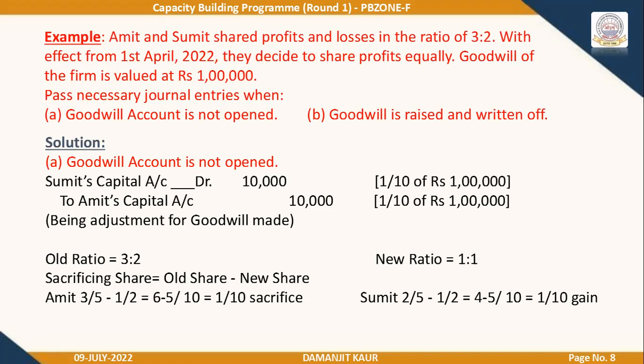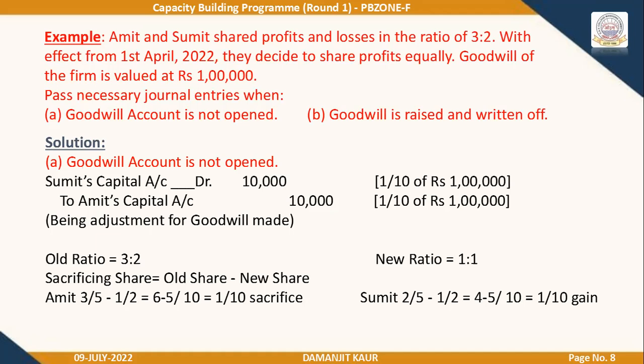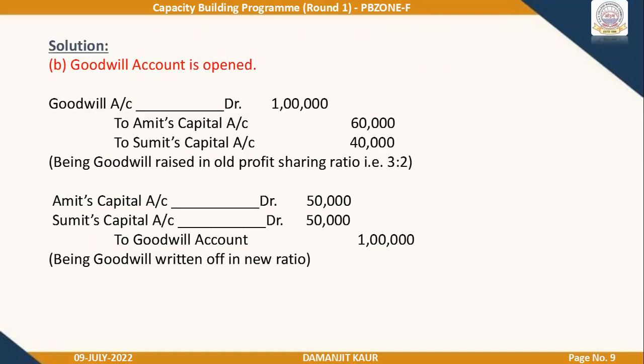Sumit is debited with 10,000, Amit is credited with 10,000. In the second method, we have passed two entries. The net effect under both the methods, whether we use the first method of adjustment entry or the second method where we have passed two entries, first goodwill is raised and then goodwill is written off, will remain the same.